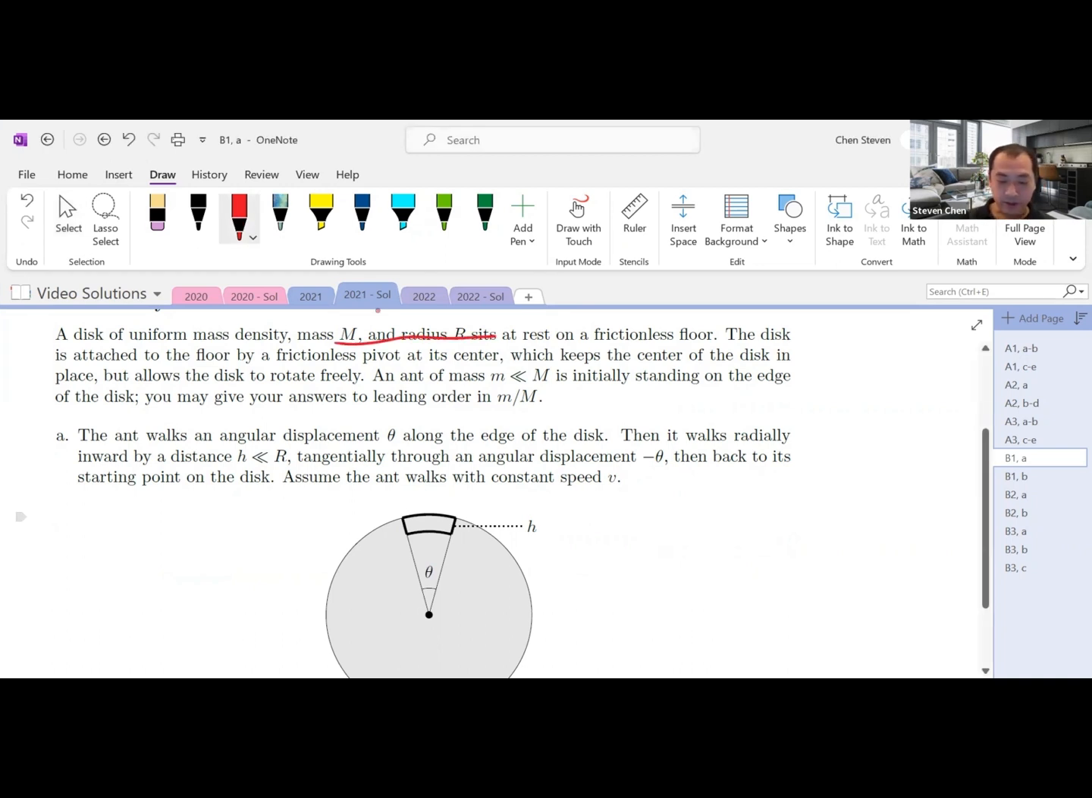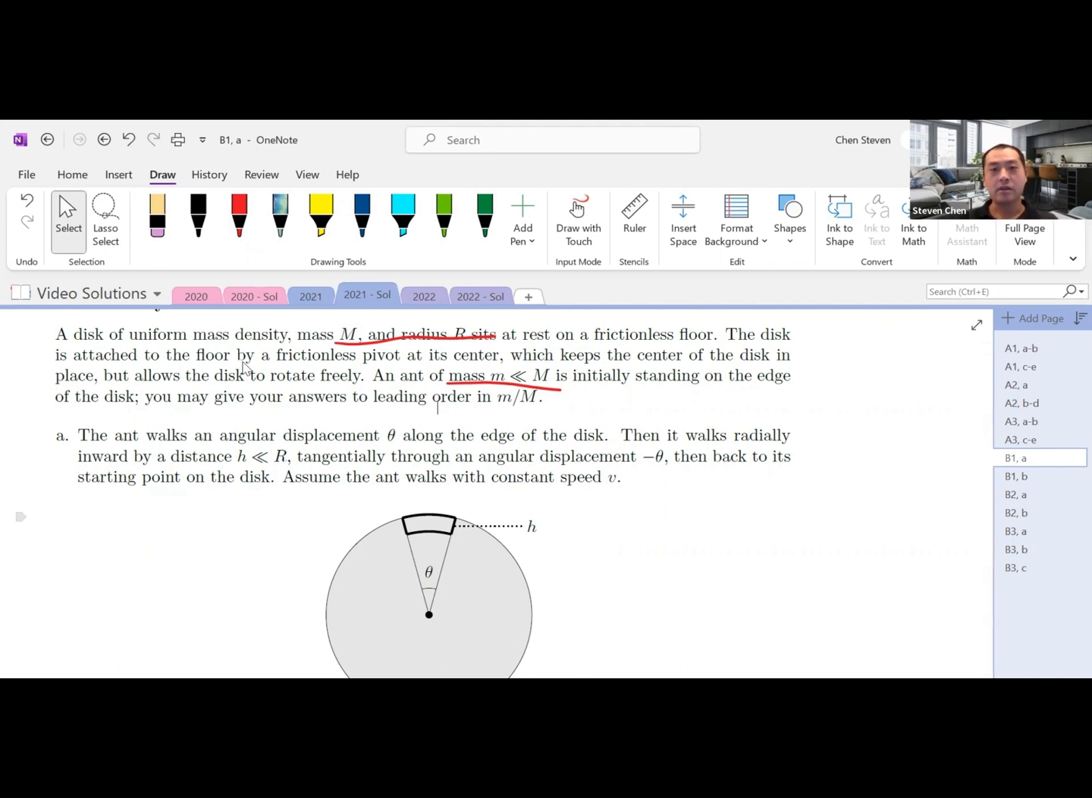And there's another small mass, an ant of mass small m that is much smaller than big M. Okay, so this problem has two parts, and for both of these two parts, the common thing is the ant actually moves on the disk.